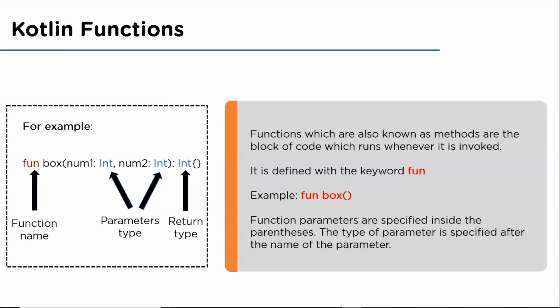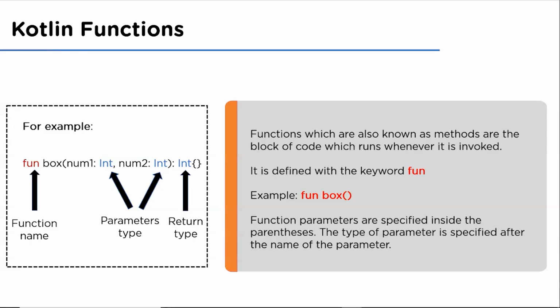In a function with parameters, the parameters are specified inside the parentheses. The type of parameter is specified after the name of the parameter. As we can see in the example, fun is the keyword, then the name of the function, num1 and num2 are the parameter names, Int is the type of the parameters, and after the colon, there is another Int data type, which is the return type. That means it is the data type of the value which is returned.